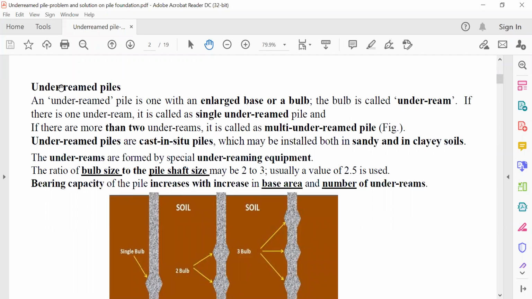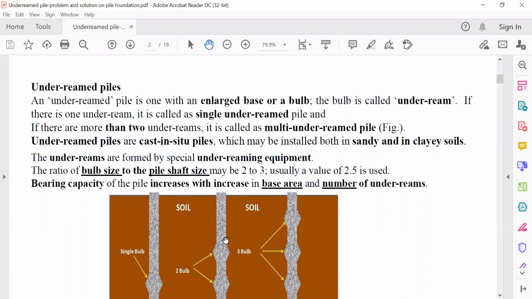So, under-reamed piles. You can see here, I have shown 3 piles. The under-reams are also called bulbs. One under-ream means one bulb. Is the cursor visible or not? Yes, sir. Okay. So one bulb is there in the first pile, in the second pile 2 bulbs are there, and in the third pile 3 bulbs are there. These bulbs are called under-reams.